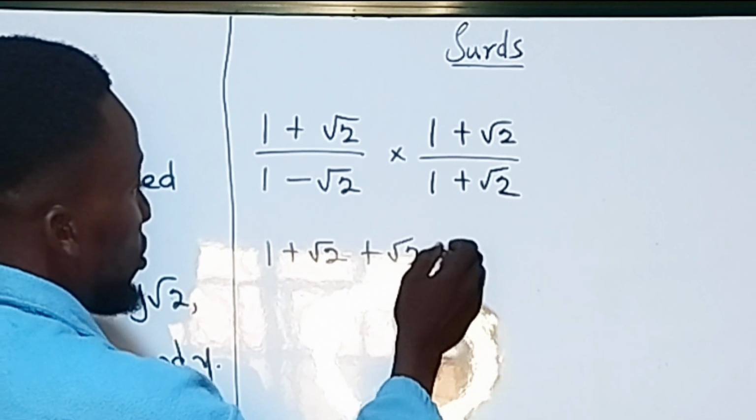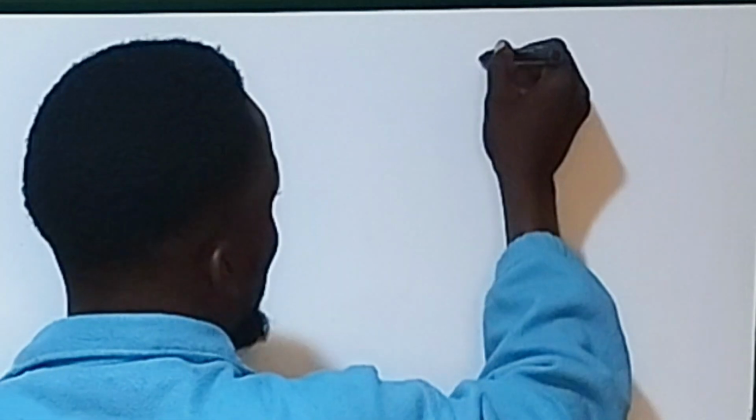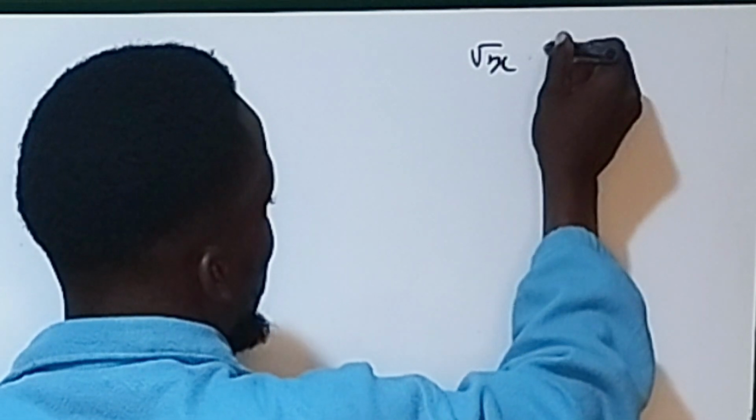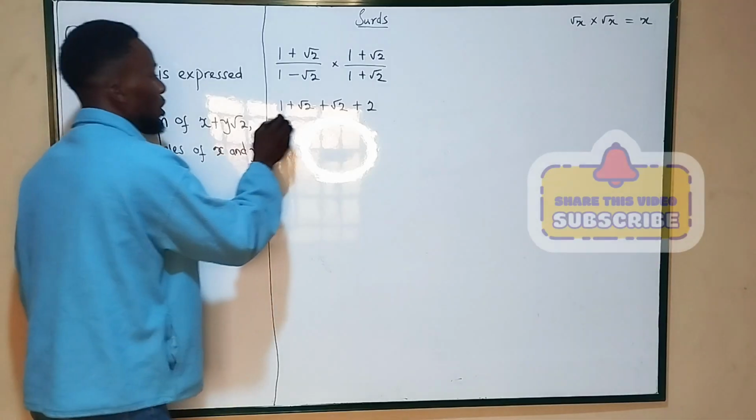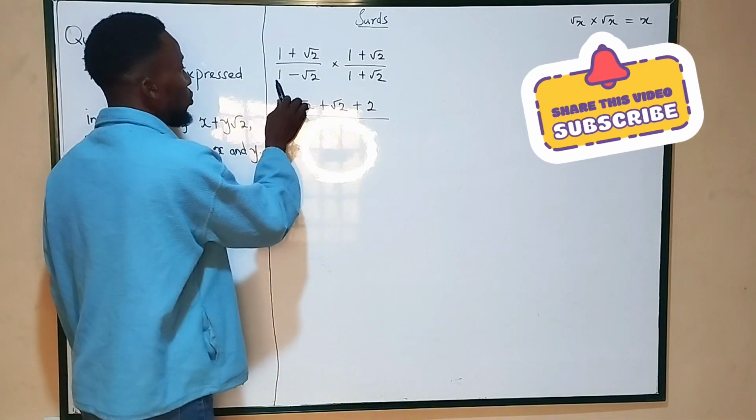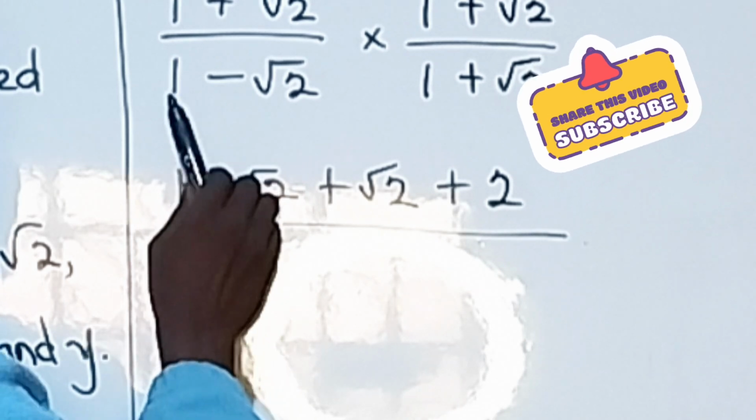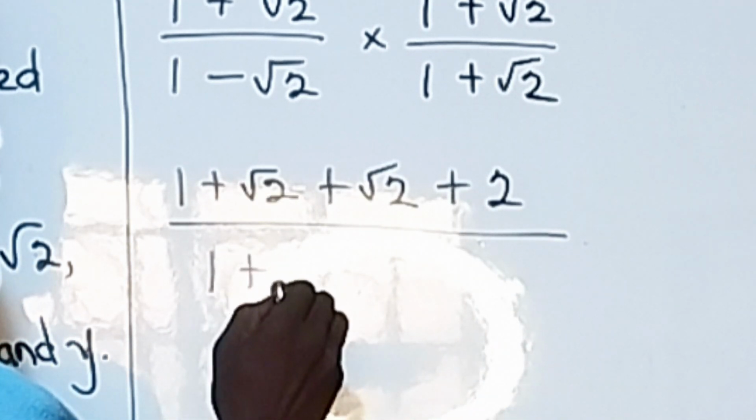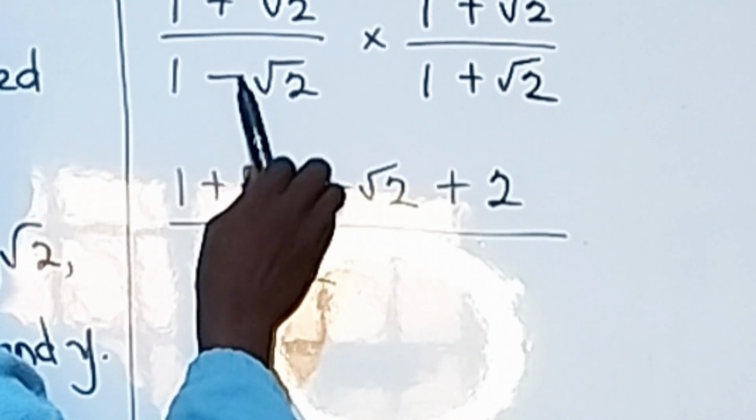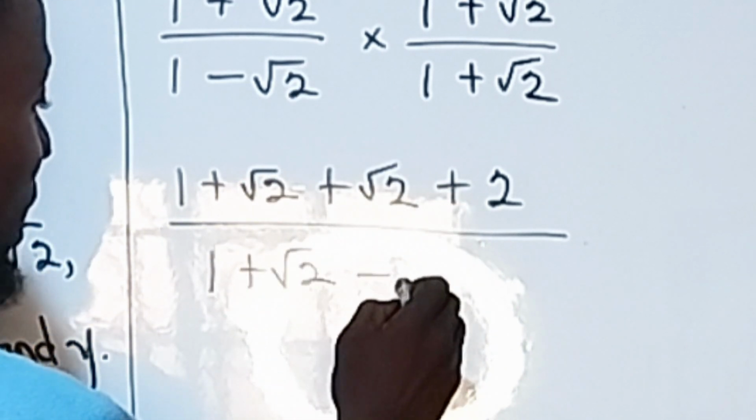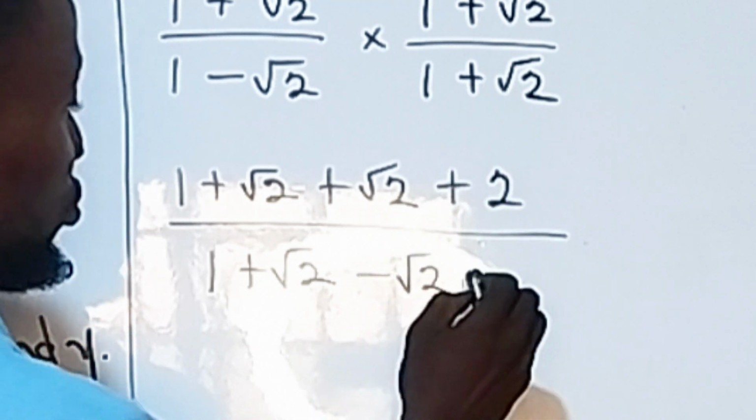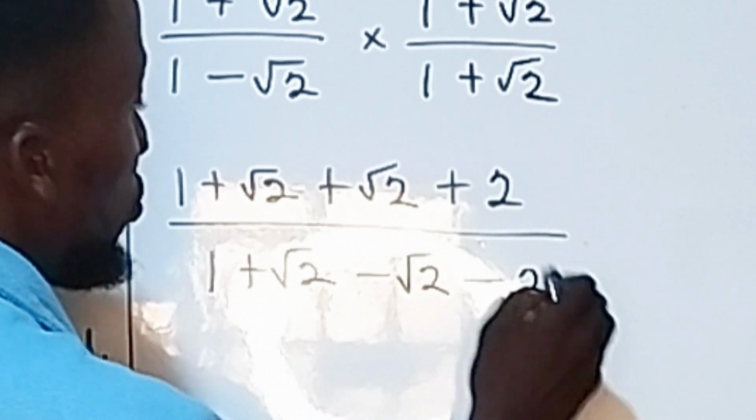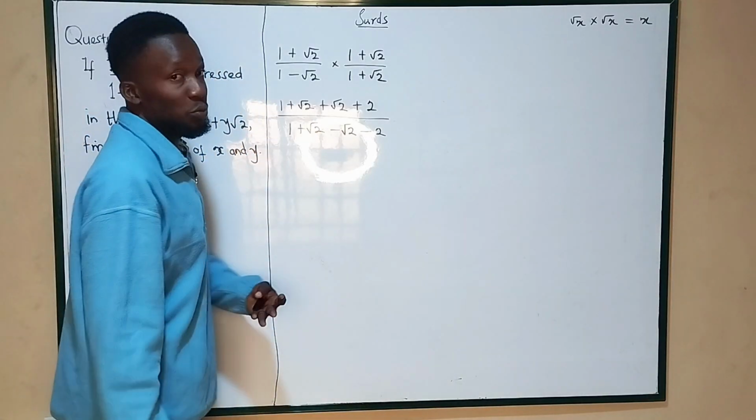That will give us what? It will give us plus 2. You remember when I said earlier that whenever you have root x times root x, it should give you just x. Once we are here, we'll go to the denominator. We'll say 1 times 1, and that will be 1. 1 times plus root 2 will be what? Plus root 2. We say minus root 2 times 1 will be minus root 2. Finally, minus root 2 times plus root 2 will be minus 2. Don't forget, minus times plus will give you minus.